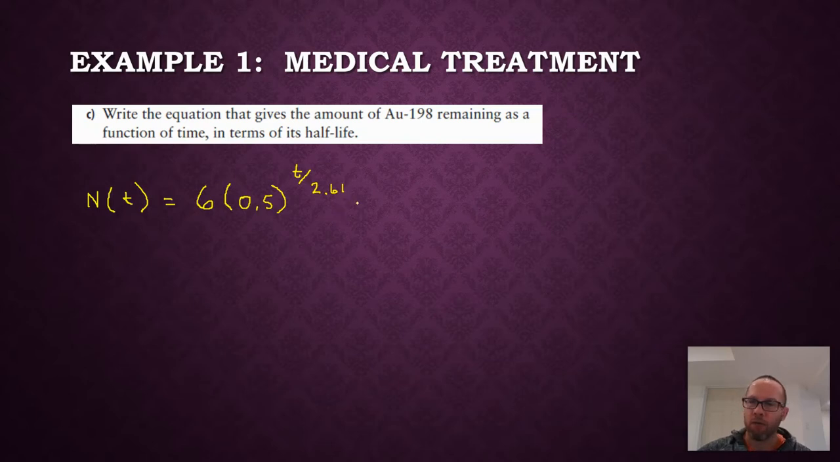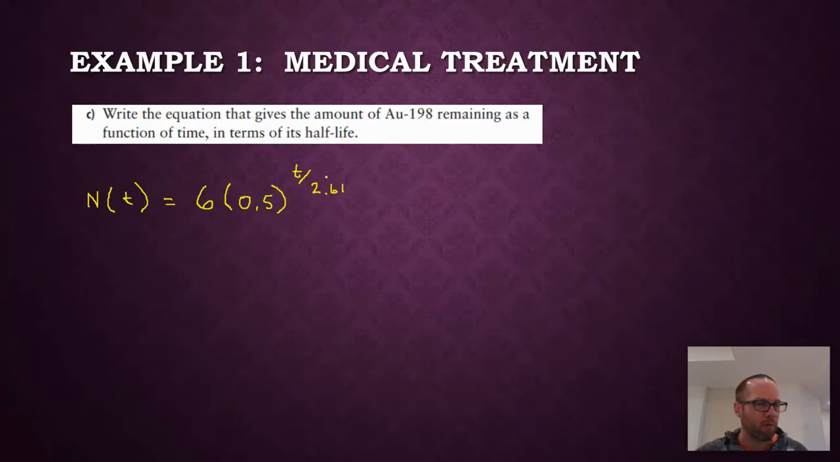This is just another way to express it. And you can verify this works. Imagine if we plugged in t equals 2.61, well, then that exponent would be 1, and you'd have 6 times 0.5, you'd have 3. You get half of what you had. So it makes sense that this function works. So this is a separate way to write this function out.